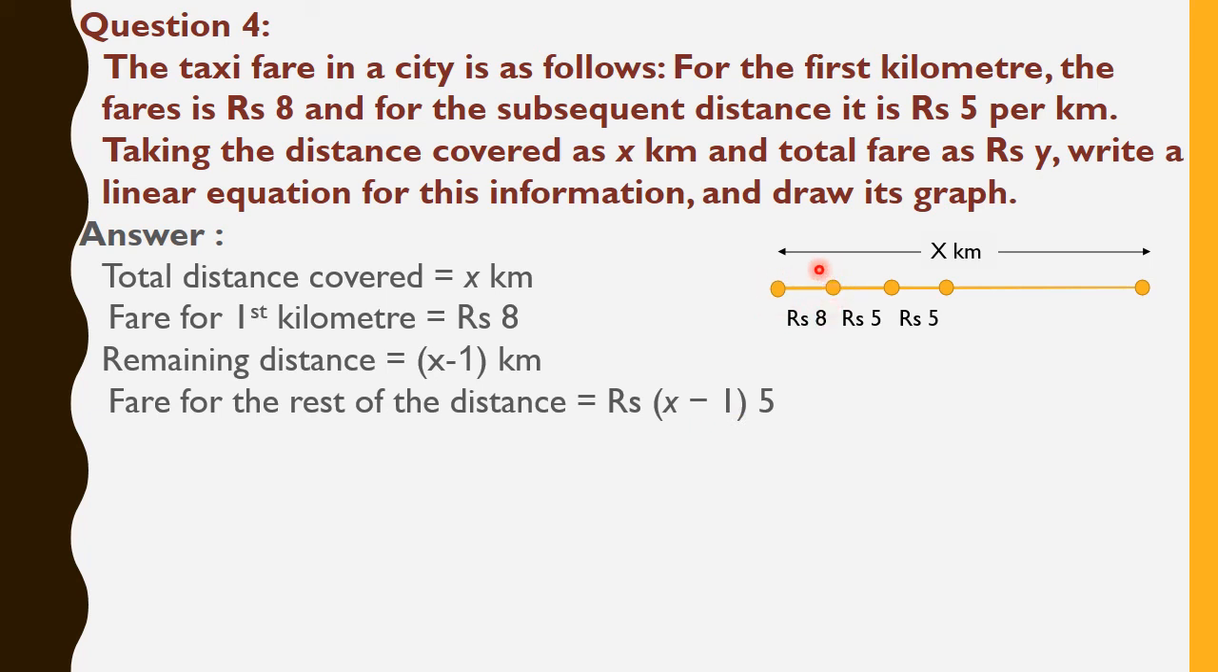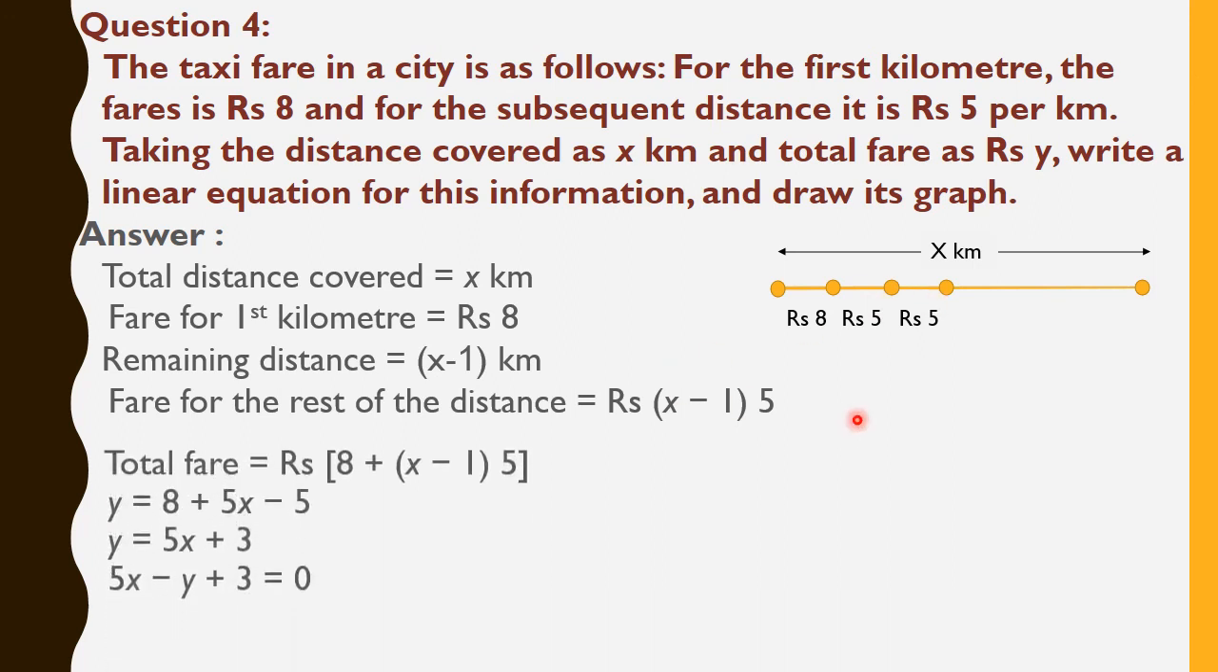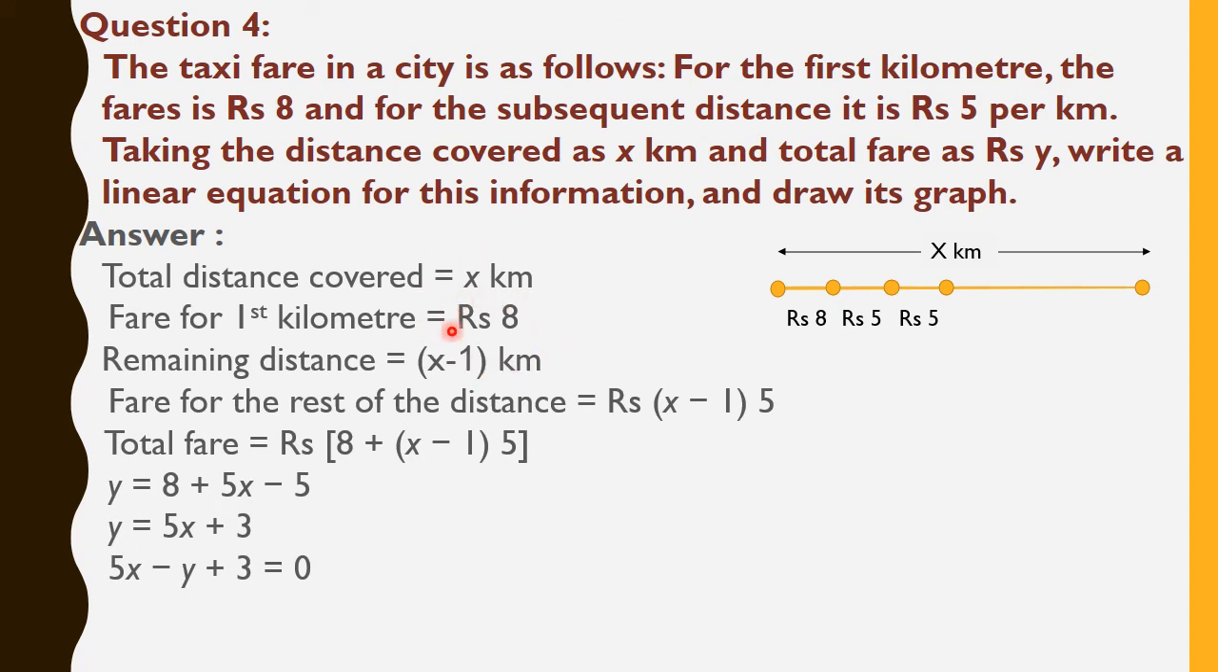So for the first kilometer, the fare was rupees 8, and for each 1 kilometer, the cost is 5. Hence, the total cost will be the cost for the first kilometer plus the cost of the remaining kilometers. So the total fare is rupees 8 plus 5 into (x minus 1). So this is our linear equation.